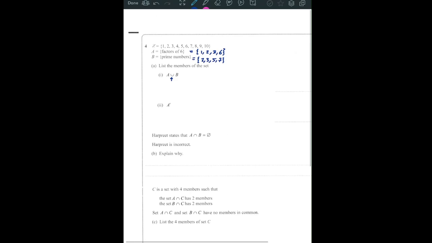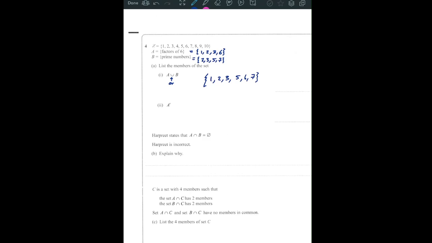Now the union, this U shape, means or. So we're looking to write down anything which is in A or B or both. So this is going to be quite a big set. So let's go through. 1 is in A, so that'll be in the union. 2 is in both, 3 is in both. 5, 6, and 7 are in one of them. 4 wasn't in either, so we're not including 4. Neither were 8, 9, or 10. So the union almost always gets bigger. There's more stuff in there. The union is 1, 2, 3, 5, 6, 7.